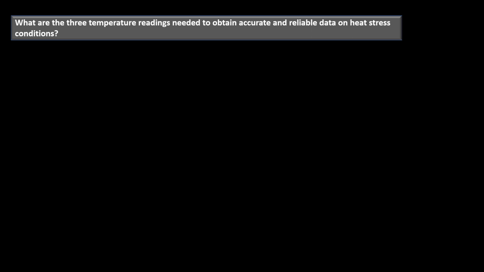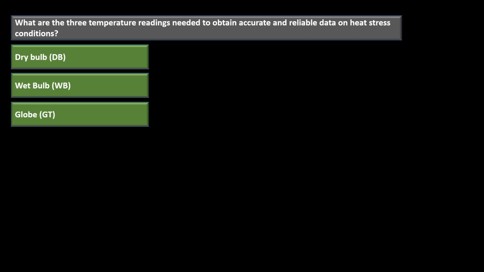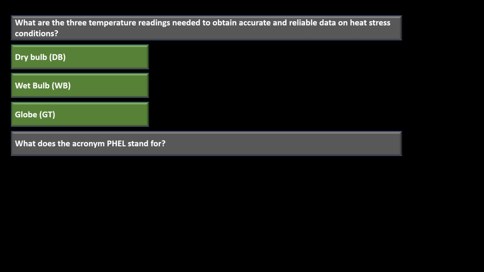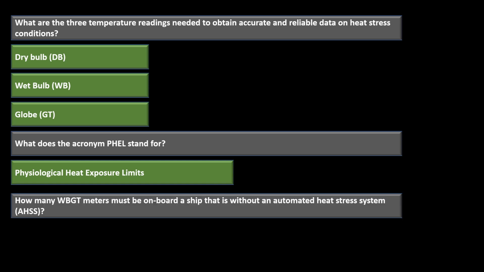All right, so moving on to a little bit of review here. What are the 3 temperature readings needed to obtain accurate and reliable data on heat stress conditions? We need a dry bulb temperature, wet bulb, and our globe temperature. What does the acronym PHEL stand for? That stands for Physiological Heat Exposure Limits.